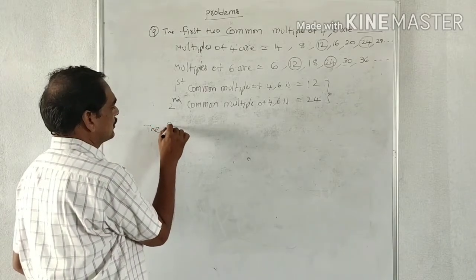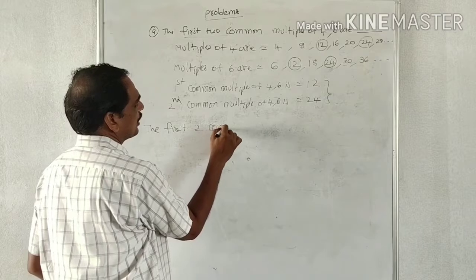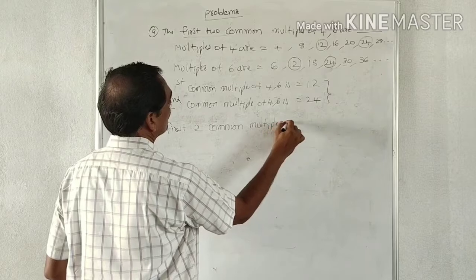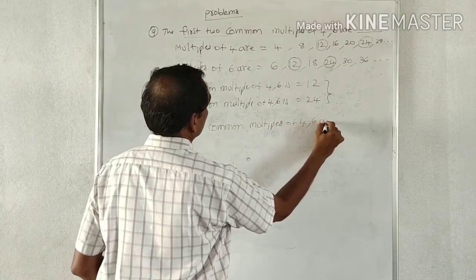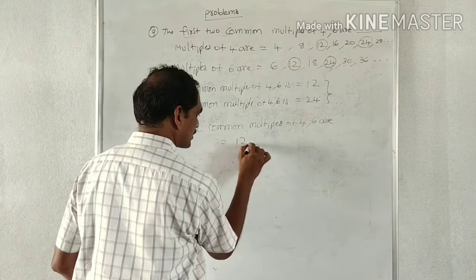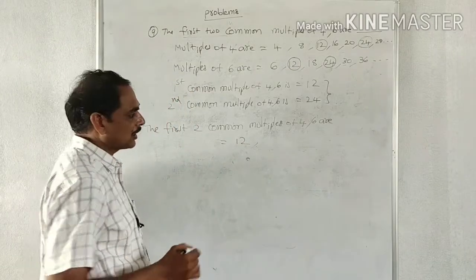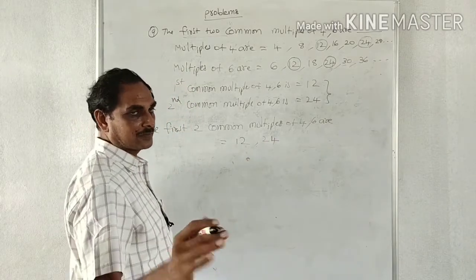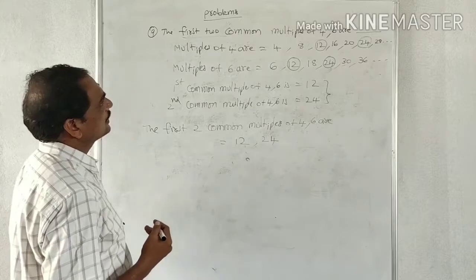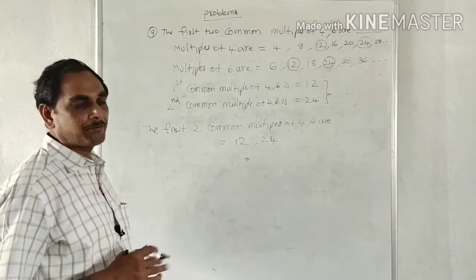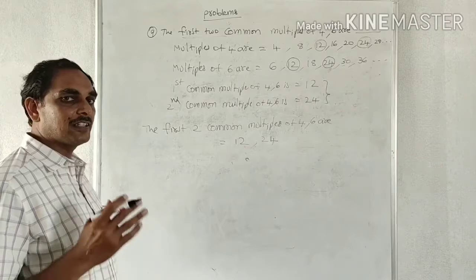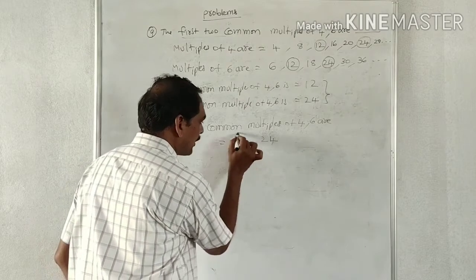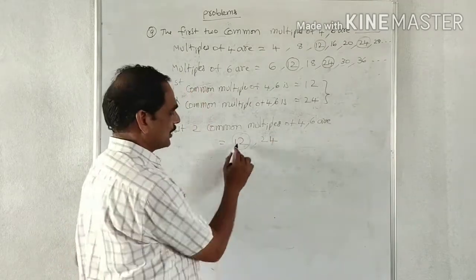So the first two common multiples of 4, 6 are equal to: the first common multiple of 4, 6 is 12 and the second common multiple of 4, 6 is 24. Next, if the problem is the 20th common multiple of 4, 6, we can easily find the 20th common multiple. So, the first common multiple of 4, 6 is 12.